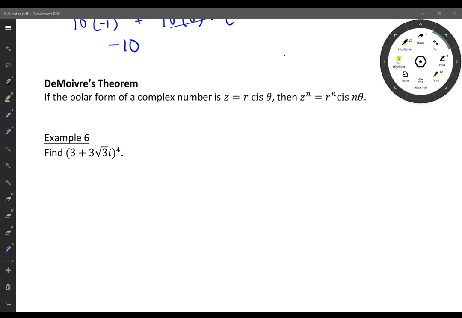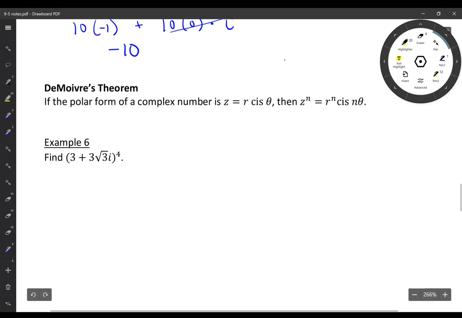So DeMoivre's theorem is if I've got this complex number in its polar form, right? Our polar forms are r cis theta. Then if I want to raise that complex number to a power, I take my r and I raise it to that power, and I multiply the angle times the power. So I'm going to use an exponent here and then multiplication for my angle. So it gives us a really slick, easy way to take something and raise it to an exponent. So we're going to look at that for example 6.